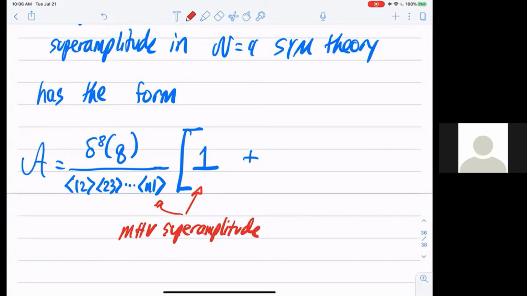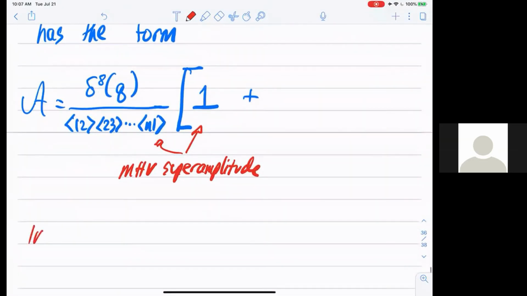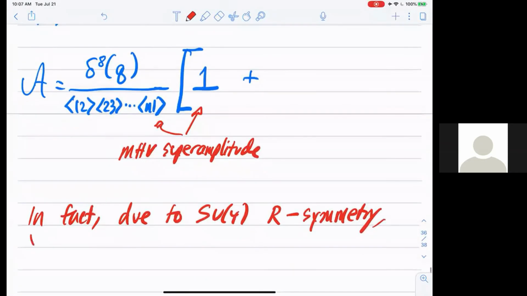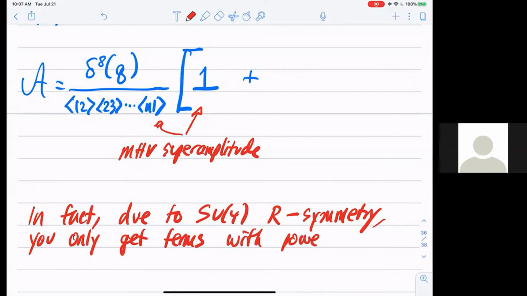Then here, after the plus, you have higher order terms in the fermions. You might think there's a term with 9 fermions in the Taylor series expansion, and then 10 fermions, 11 fermions, and 12 fermions. In fact, due to R symmetry, I haven't mentioned that yet, you only get terms with powers of fermions that are multiples of 4.